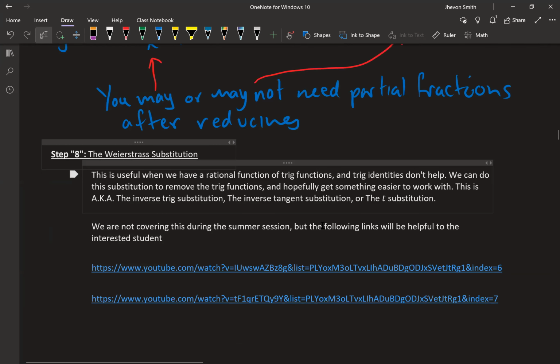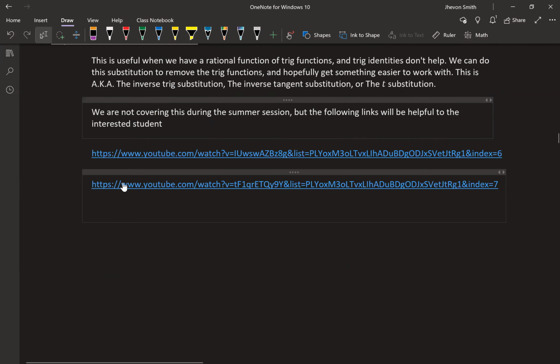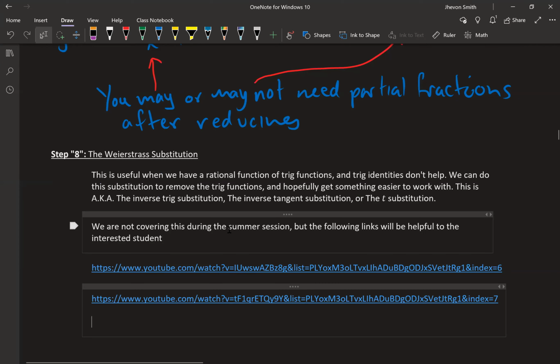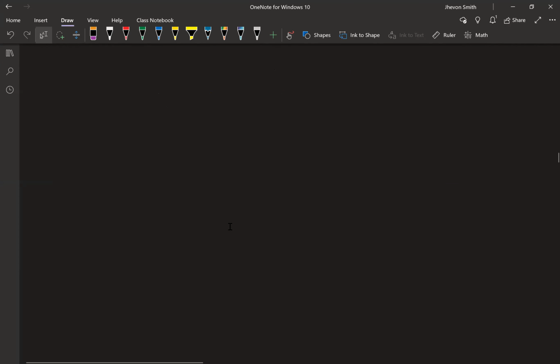So again, I skipped that. I recopied the links here again if you want to actually check them out. So we're not covering it in this section, but it would be one of the fundamental techniques. And that's basically it.